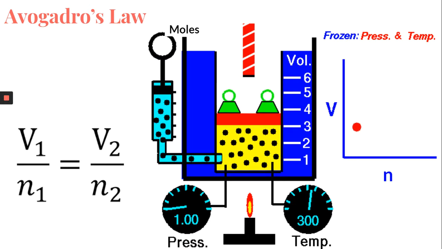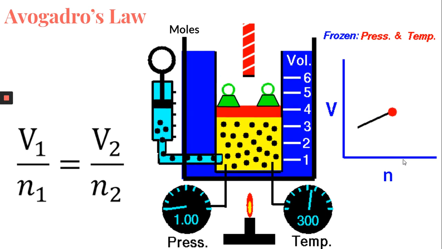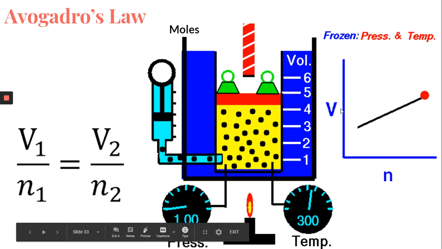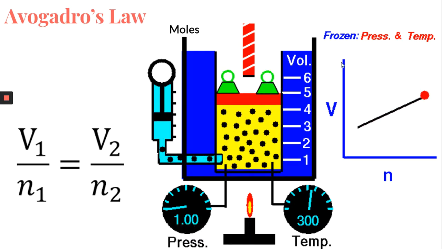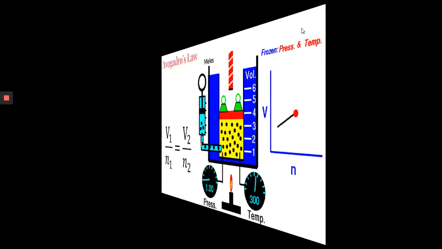Looking at the graph on the right-hand side here, you can see that we do have a linear or a direct proportion, that as the number of moles increases, or the number of particles, N, the volume also increases. And again, that is because pressure and temperature are being held constant.